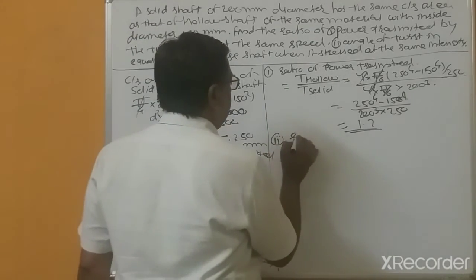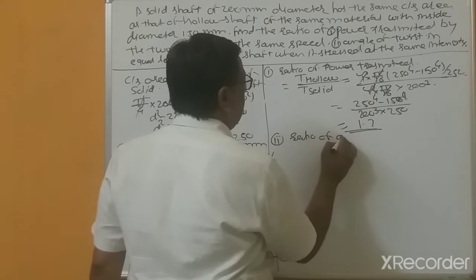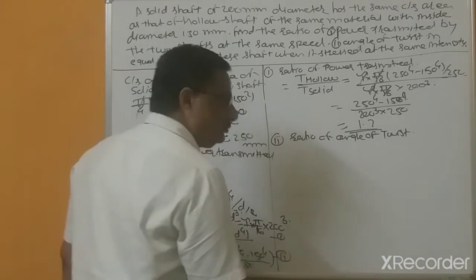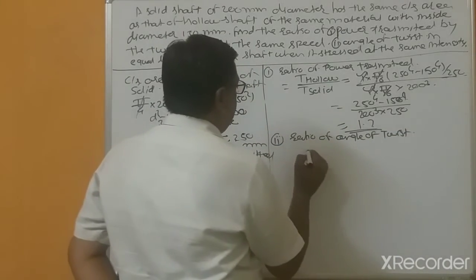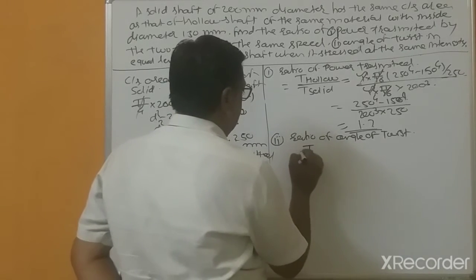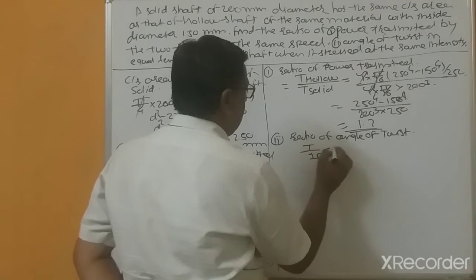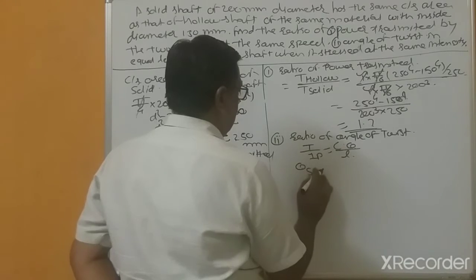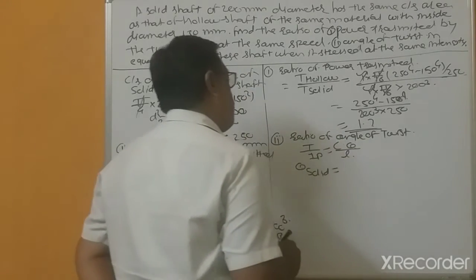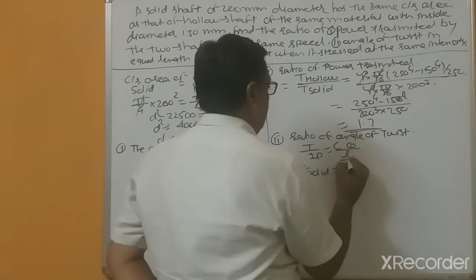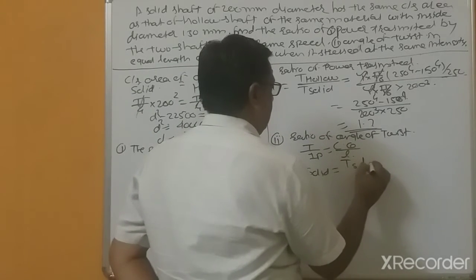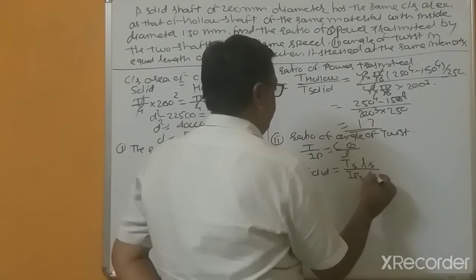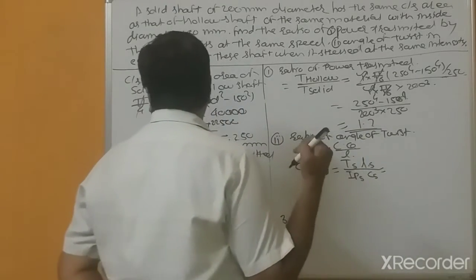Now next, the ratio of angle of twist. The relation is T divided by polar moment of inertia equals C theta divided by L. So for the solid shaft, this equals T solid, L solid. T solid, same torque.